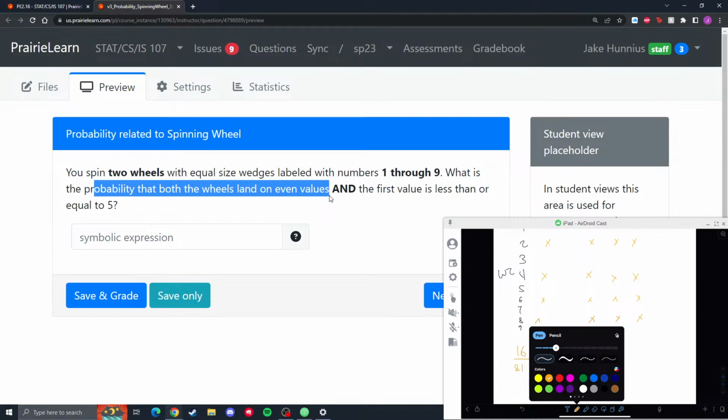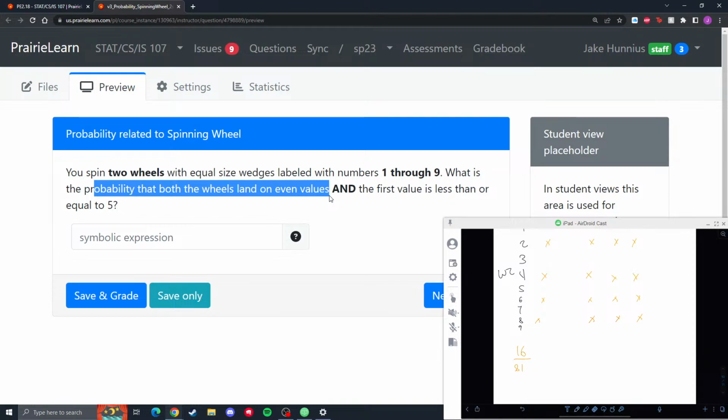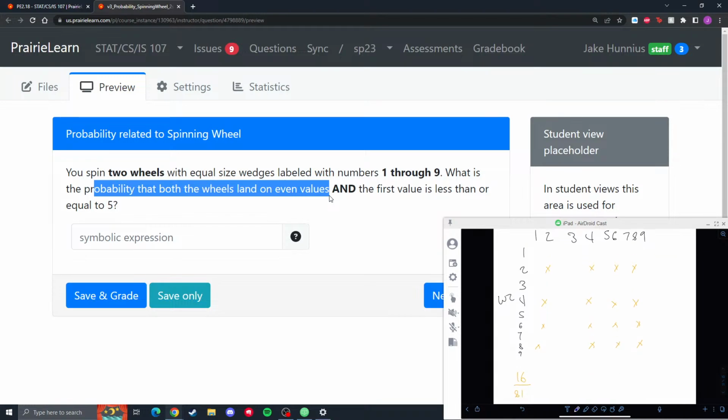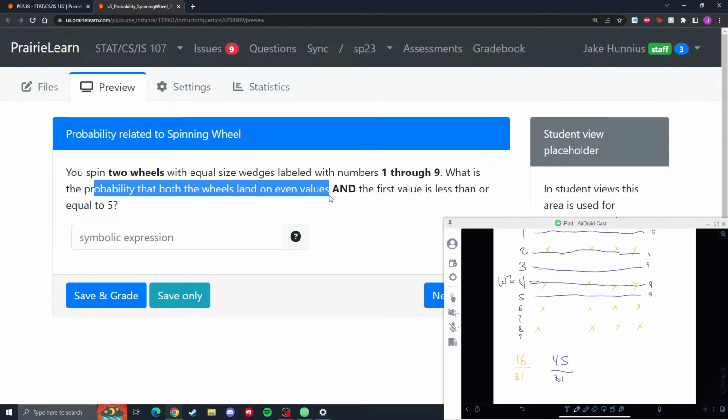And then now we're doing and. So now we have to figure out where the first value is less than or equal to 5 and it's both. So now I'm going to mark in blue where the first value is less than or equal to 5. I just did lines because it's just going to go all the way across. And so now each of these are 9, and there's 5 of them. So we're going to have 45 over 81 values be less than or equal to 5.